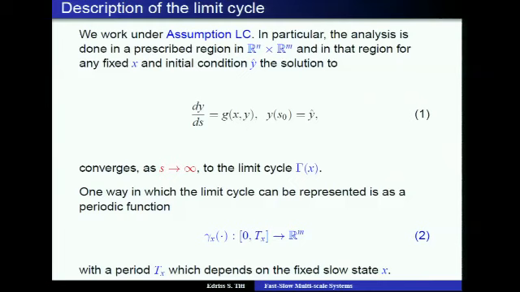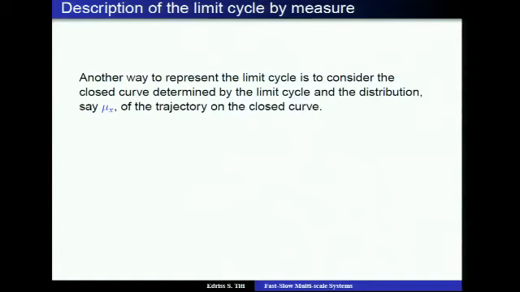One way to describe a limit cycle is the way we know it. It is a periodic function. Gamma, for every fixed x, is a function of time with period T(x). This is the way we are used to describing a limit cycle. So this is one way to describe a limit cycle.